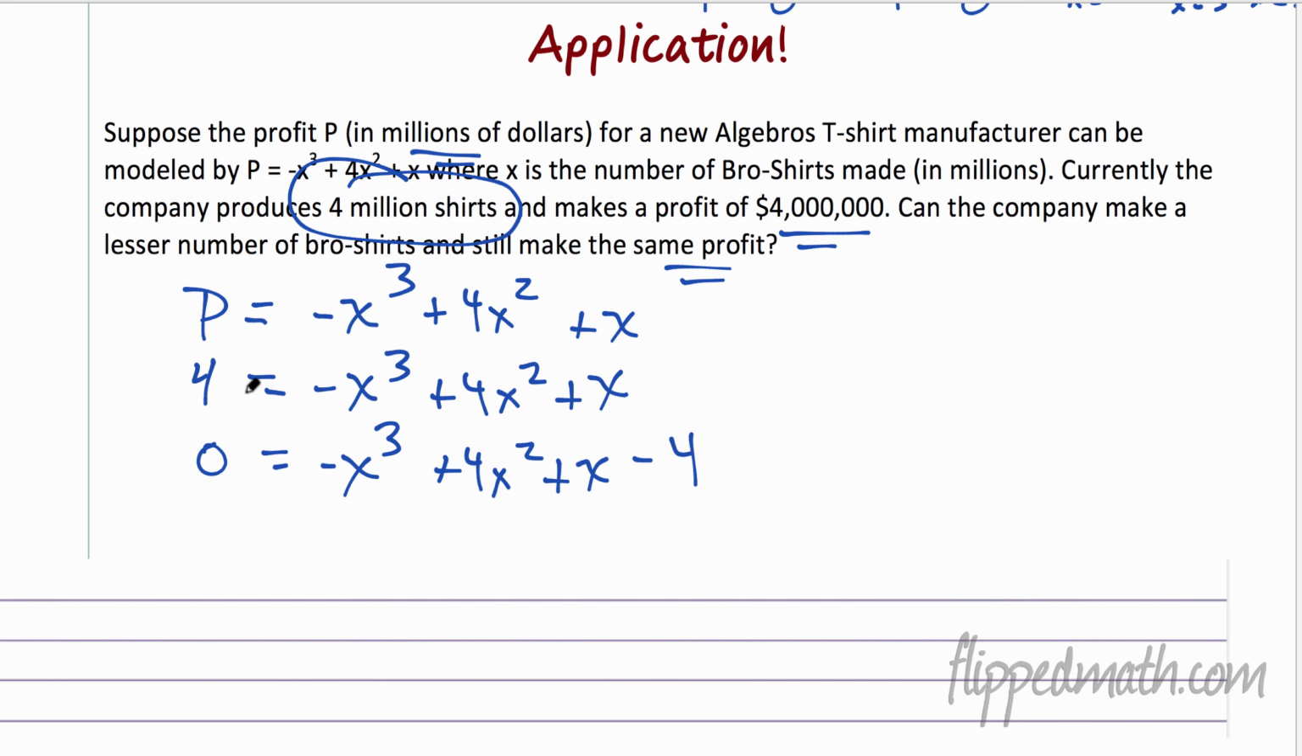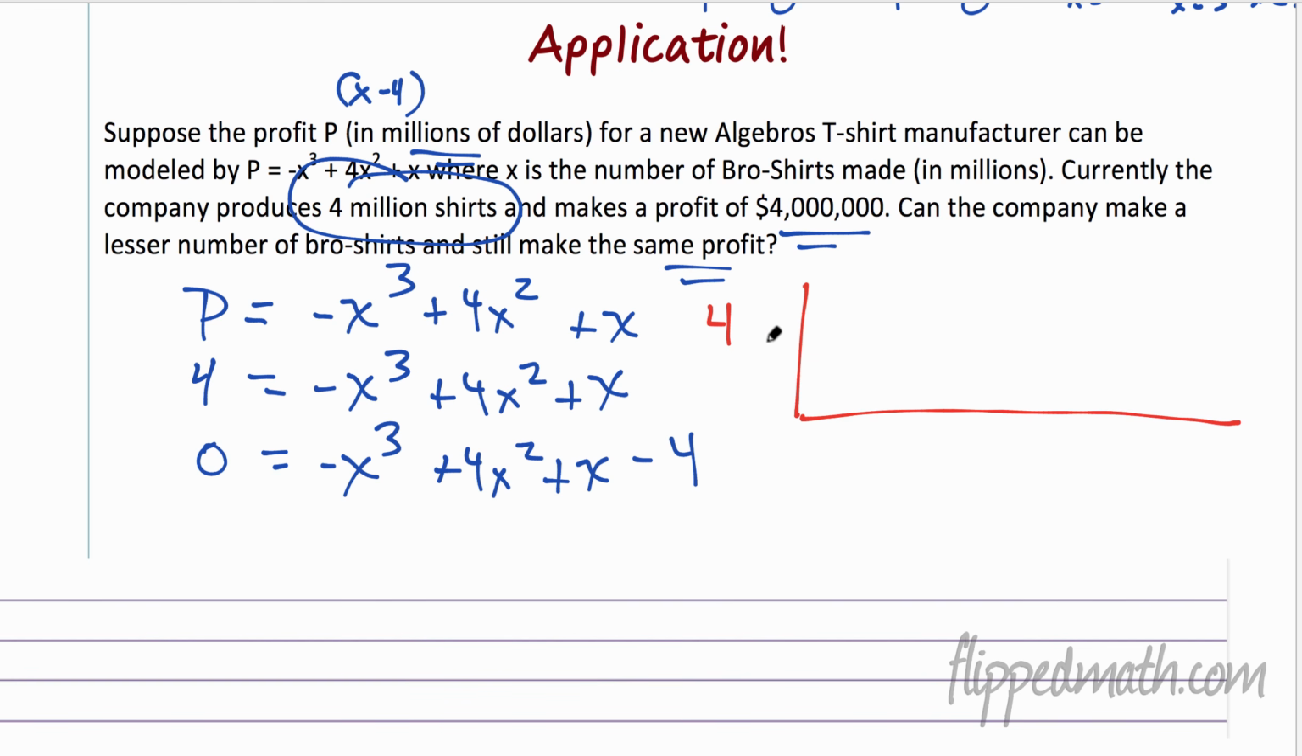So 4 works. Here's a function. I know that if 4 works, then x minus 4 is a factor, right? So one factor is x minus 4. Okay, so maybe we can start factoring this thing. We know that 4 is a 0, so 4 goes out front.